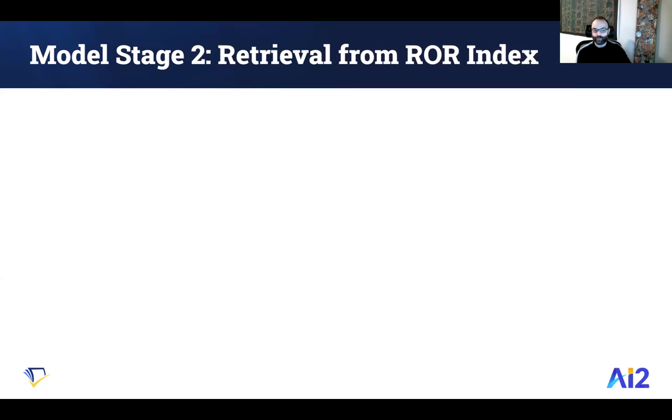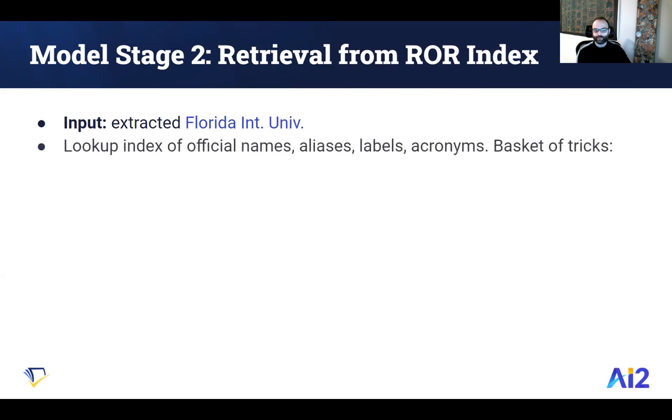Once we do that, we only take the main part, just the Florida International University, and we put it into a second part, which is a retrieval. So we have 100,000 plus entries in the ROR index, and we have to find a bunch of them that we think are appropriate. We can't check against all of them. So this part looks up an index that we constructed of names, aliases, labels, and acronyms.